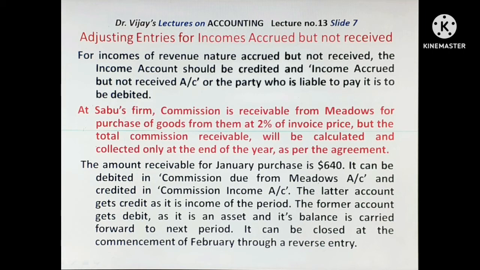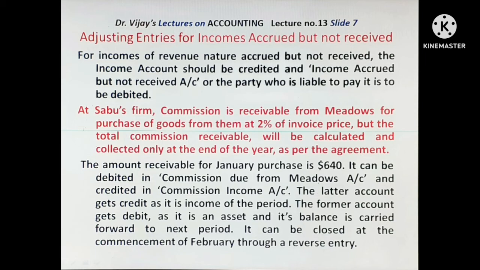So, the adjusting entry required is commission due from Meadows account debit to commission income account. Commission income account gets credit because it is income for the period. Commission due from Meadows account gets debit because it is an asset, something receivable from other parties. It should be carried forward to the subsequent period and shown in the balance sheet as an asset.